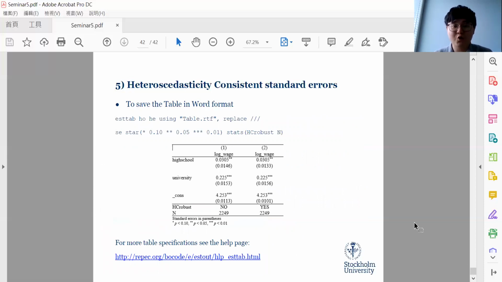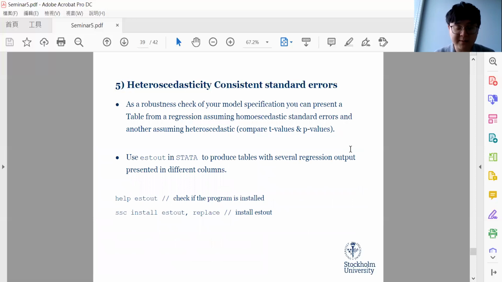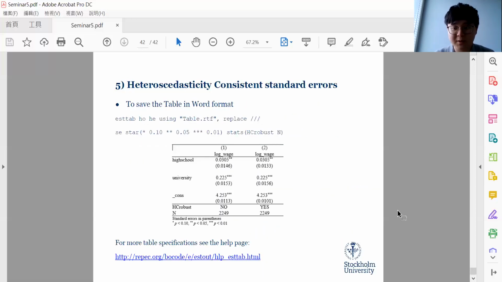If you want to store the table in the form of a Word file, then you can use using table.rtf. This table.rtf Word file will appear in your working directory. This is how we produce the table that you saw in the paper. We use this package to produce these tables.